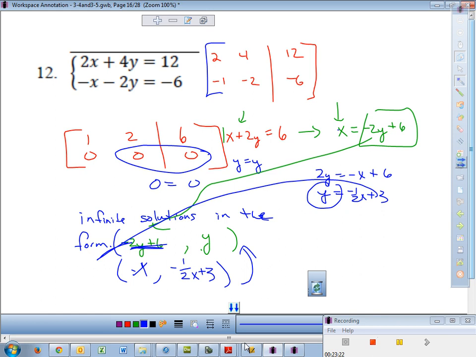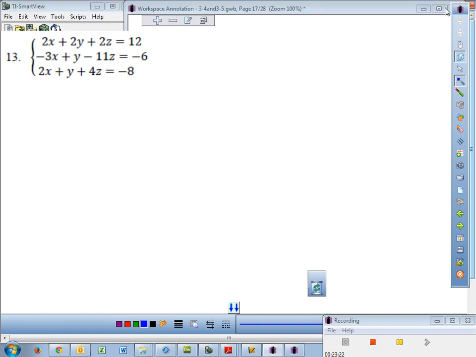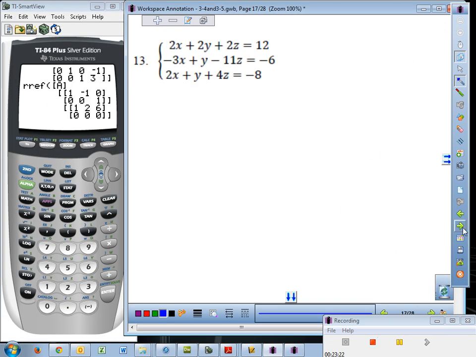I kind of drew my arrow backwards. It's up to you. But I wanted to show you this way for when we get the 3 ordered pair situations, like, oh, this one right here. Let's make ourselves a matrix and get this puppy typed in.